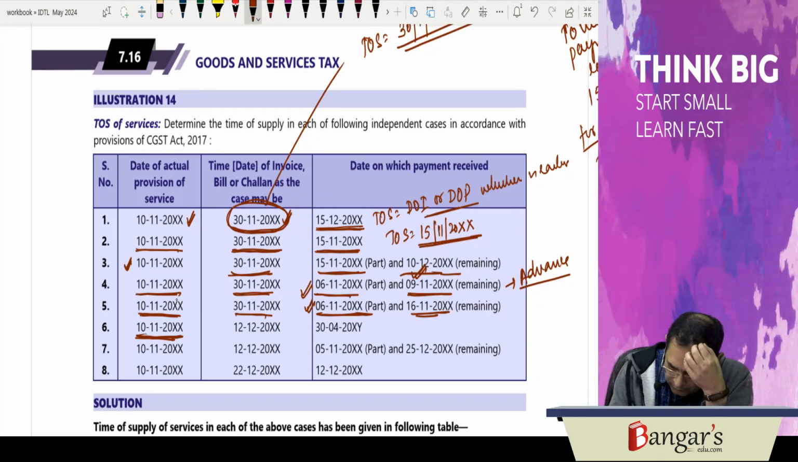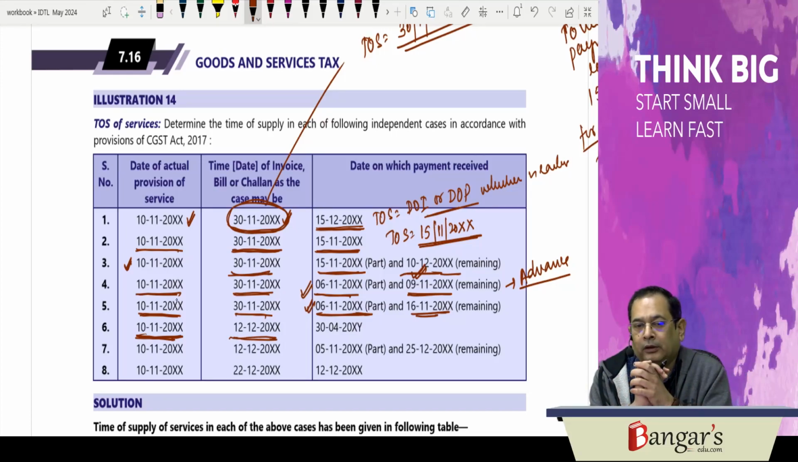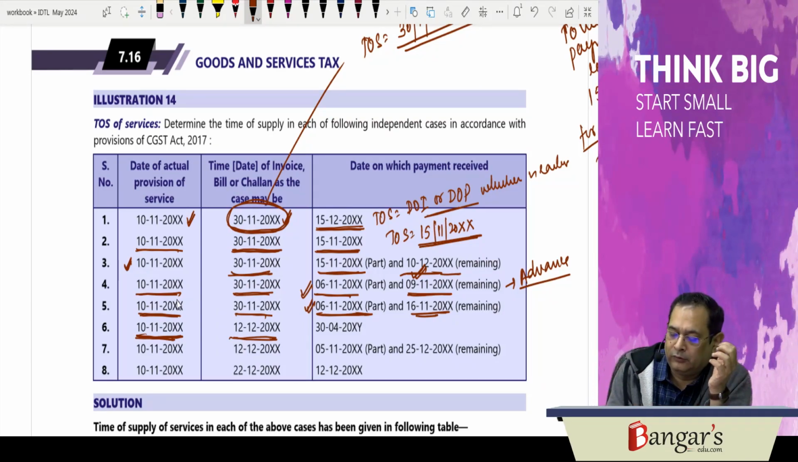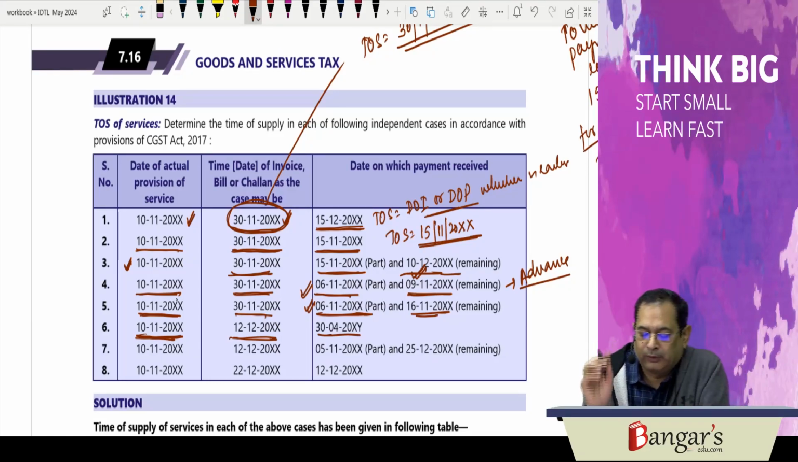Date of issuance of invoice is on 12/12. And the date when payment has been received is on 3/4. Now since here the invoice has not been issued within 30 days of supply of service.